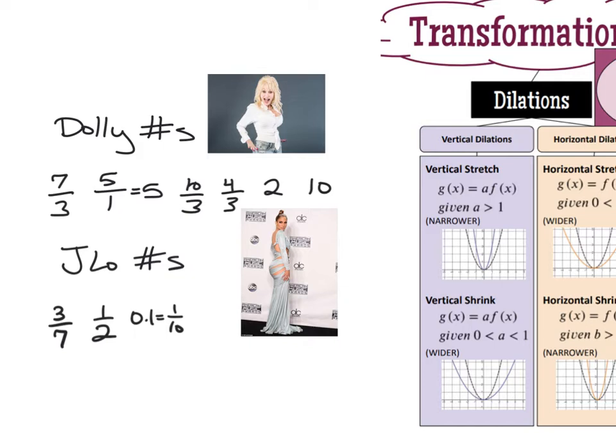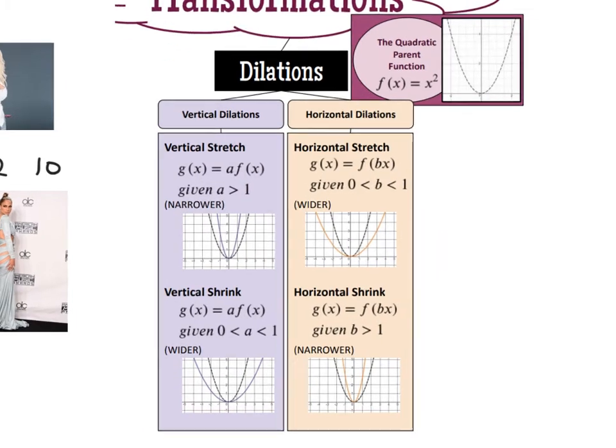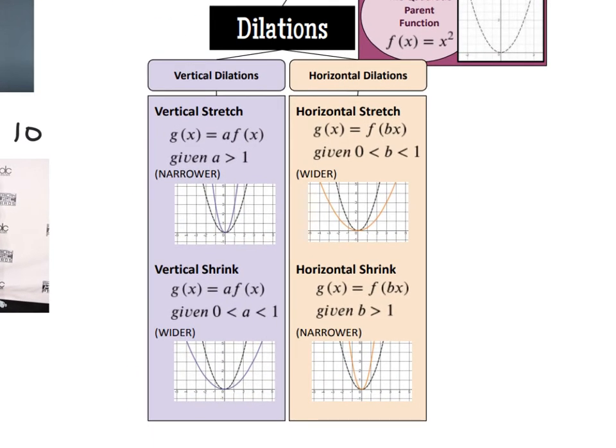Now, these transformations that we call dilations are created by multiplying either a Dolly Parton number or a J-Lo number to the front or inside of these functions. So when we're dealing with what are called vertical dilations, so stretches that happen vertically or shrinks that happen vertically, we're going to be multiplying a number in the front. So you might want to bring attention to the fact that this number is going to be multiplied in front of the parent function, in front of f of x.